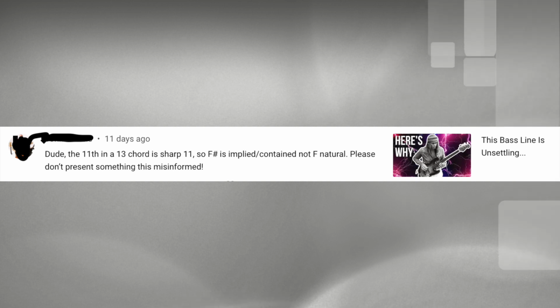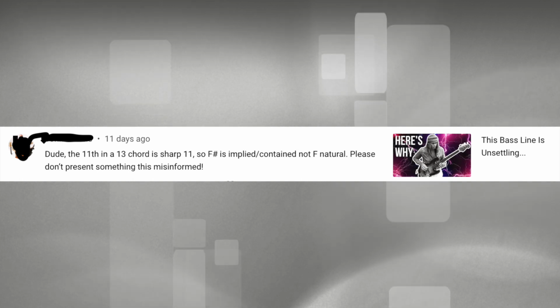"Dude, the 11th in the 13th chord is a sharp 11, so the F sharp is implied, contained, not the F natural. Please don't present something this misinformed!" A little bit vitriolic there at the end, but unfortunately this is incorrect. You can have a dominant 13th chord with a sharp 11, but you would probably name it a dominant 13 sharp 11. I think what's happened here is you've confused major 13th chords with dominant 13th chords. Adding a sharp 11 to a major 13th chord is much more common, but it's not what's happening in Teen Town.